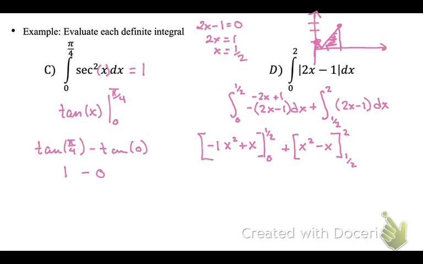So we just plug in. So 1/2 squared would be 1/4 times negative 1, which would be negative 1/4. Minus 1/2. Minus, when we plug in 0 to this whole thing, what are we going to get? 0. So just put 0. Because both of them would be 0, yes?